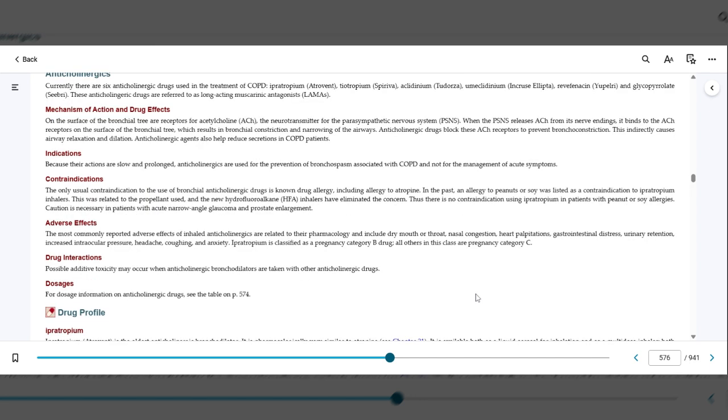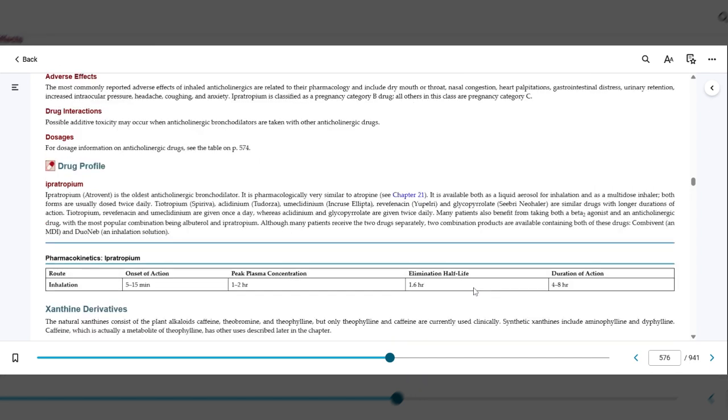My drug of choice for this one, ipratropium or Atrovent. It's my very oldest anticholinergic bronchodilator, very similar to atropine. It can be given as a liquid aerosol for inhalation or as a multi-dose inhaler. It's to be dosed usually twice daily for those individuals.